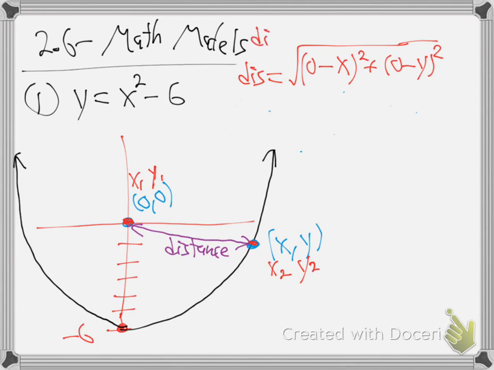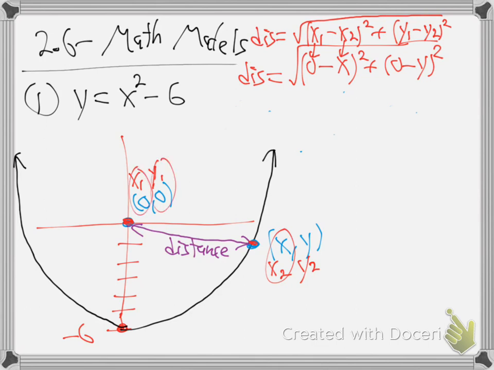Maybe I should have written it up here better for you. Square root of x1 minus x2 squared plus y1 minus y2 squared. Right, because x1 is 0, x2 is just x, y1 is 0, y2 is just y. See that? That good so far?